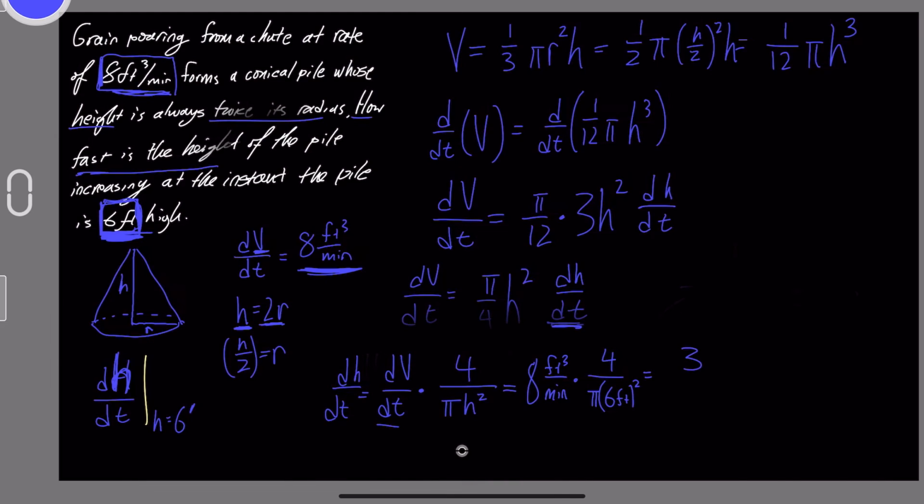All right, let's simplify that a little bit more. So that's 32 feet cubed over 36 pi feet squared minute. All right, and now it's just a little bit of unit cancellation. The feet cancel out. That was feet squared, right? So you're left with 1 feet in the numerator and a minute in the denominator. And your final answer is 32 over 36 pi feet per minute.